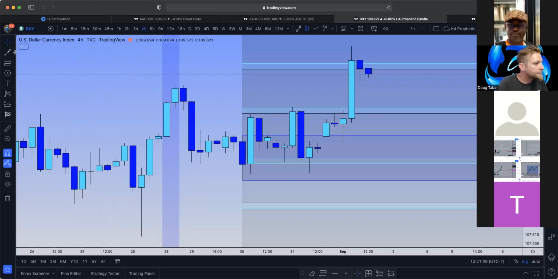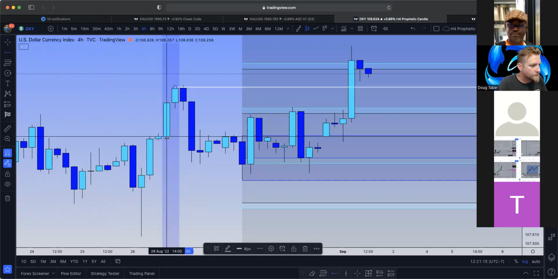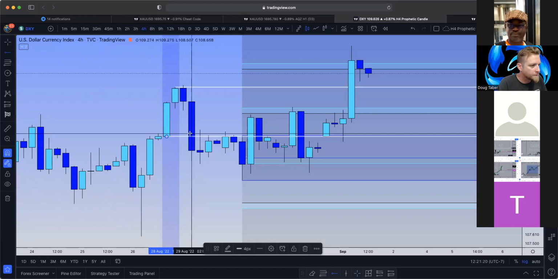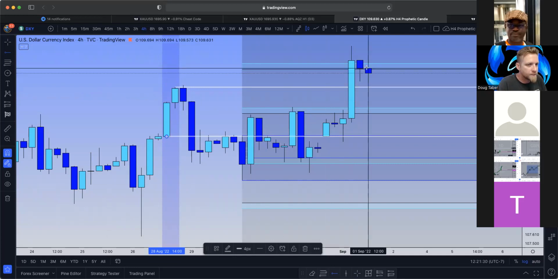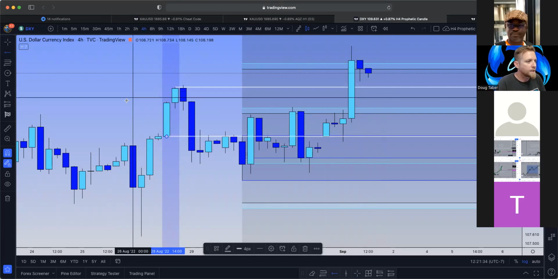DXY. First 2 4-hour bars of the week. We had a break low. Bullish AQZ confirmed. Preferred entry hit. And take profit 2 on DXY.